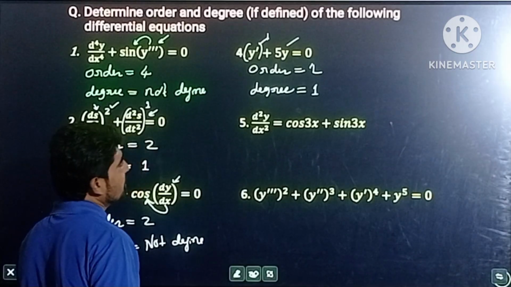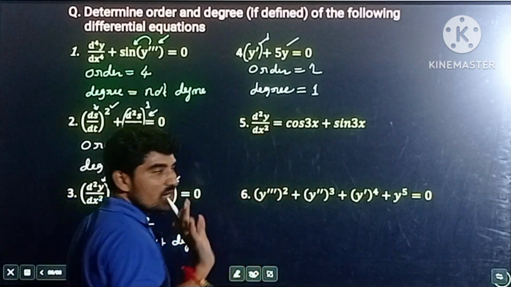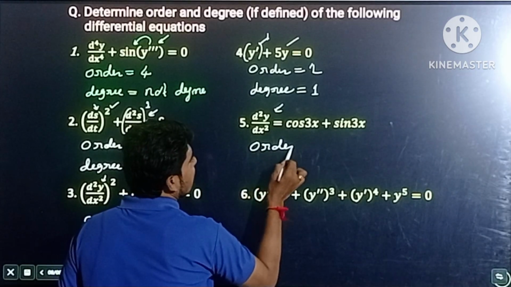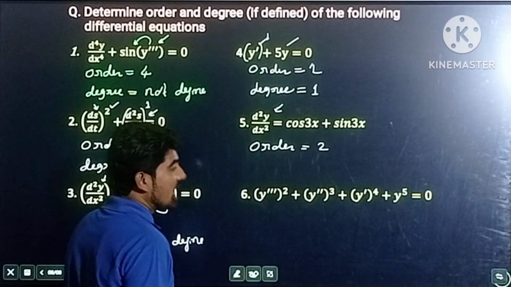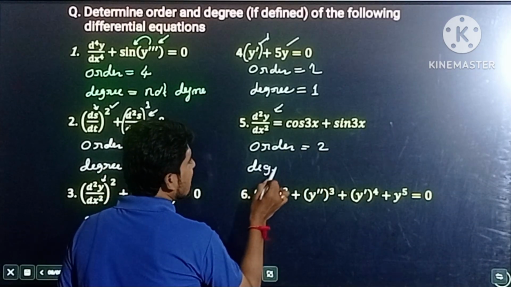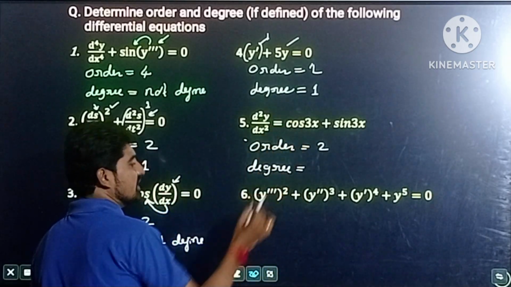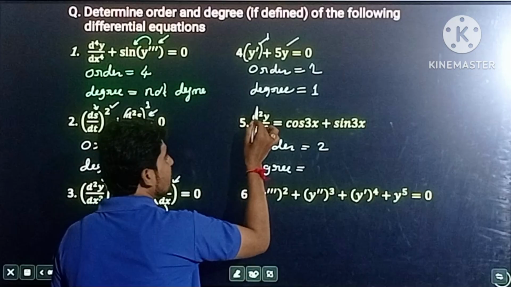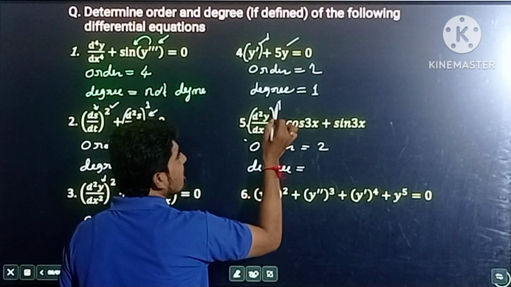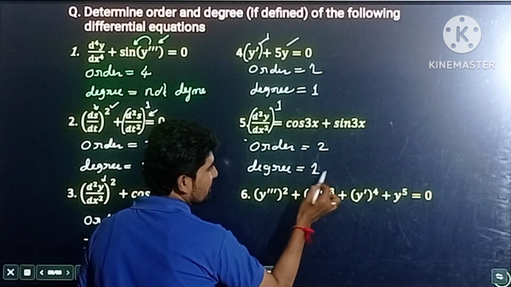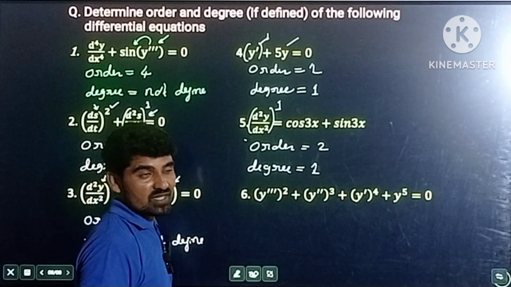And observe the fifth one. Here only one derivative is involved, which is a second order derivative. Hence, order of this fifth differential equation is 2. And degree. So the second order derivative involved in this differential equation is not attached with any of the other function. And power of the second derivative is a positive integer, which is 1. Therefore, degree is 1, because this is polynomial in derivative.